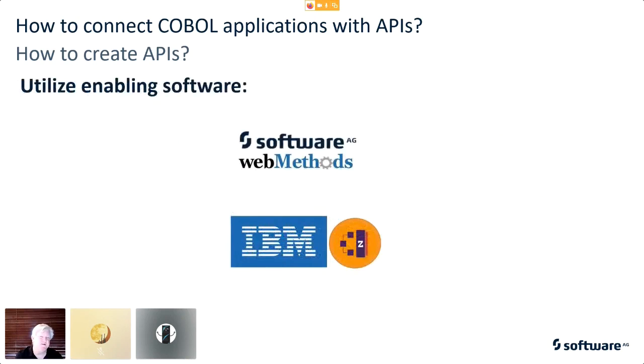You can utilize enabling software. I did just pick the 2 biggest ones, our Software AG webMethods platform and the IBM z/OS Connect. They are software that quickly and easily enables you to create APIs, either invoking the mainframe COBOL code or having the COBOL code invoke external APIs. There are a host of other ones out there, but those are the 2 predominant ones we see today.